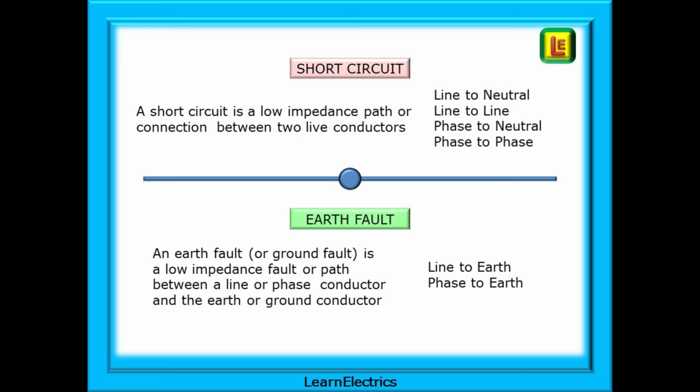An earth fault or ground fault is a low impedance fault or path between a line or phase conductor and the earth or ground conductor. So that would be line to earth or phase to earth. And there is a difference.